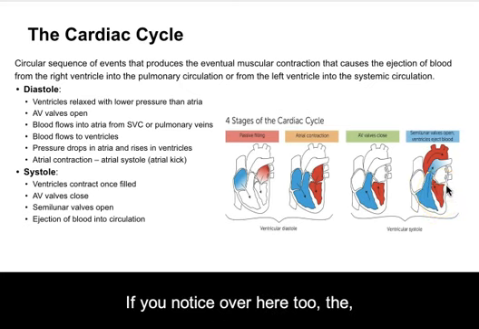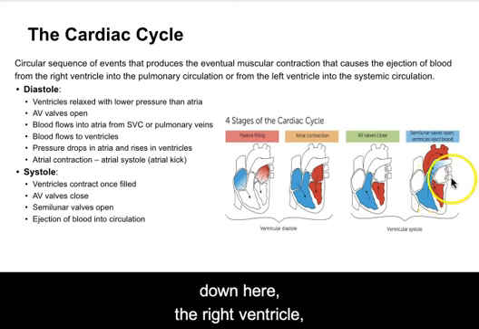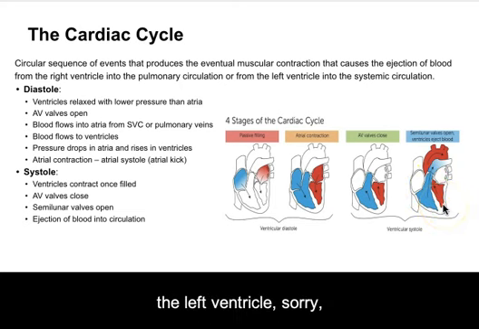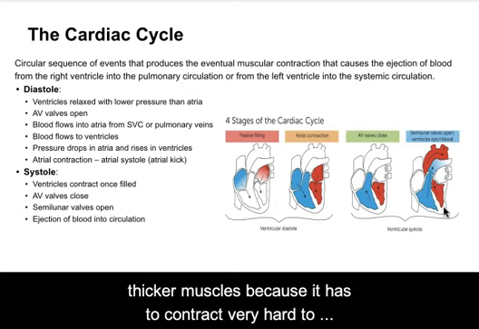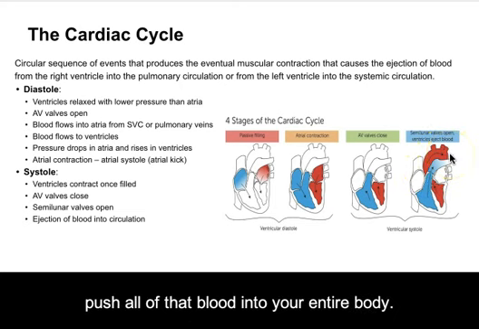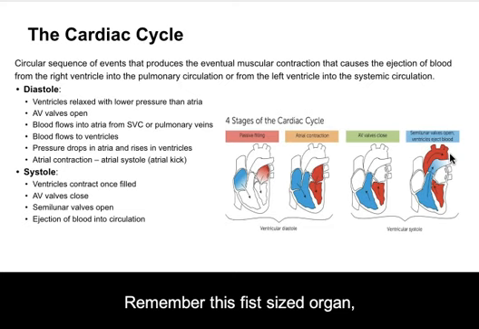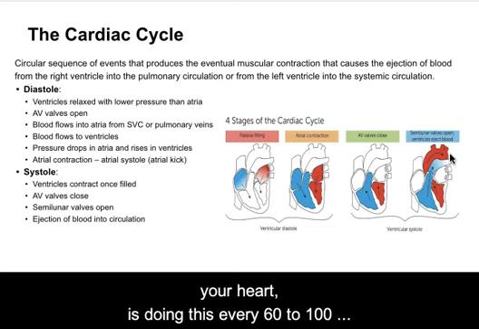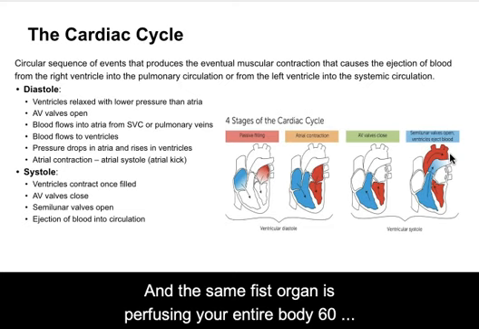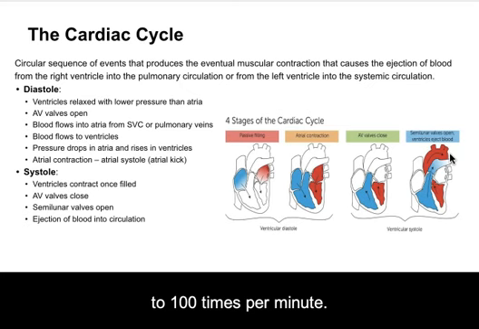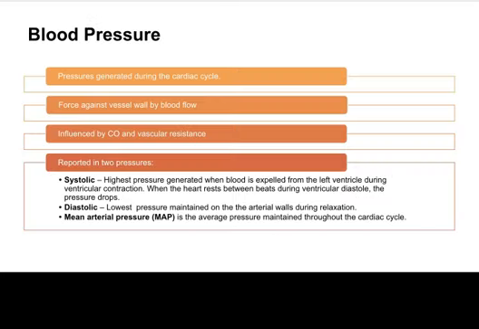If you notice down here, the left ventricle has very strong, thicker muscles because it has to contract very hard to push all of that blood into your entire body. Remember, this fist-sized organ, your heart, is doing this 60 to 100 times a minute. And the same fist-sized organ is perfusing your entire body 60 to 100 times per minute.